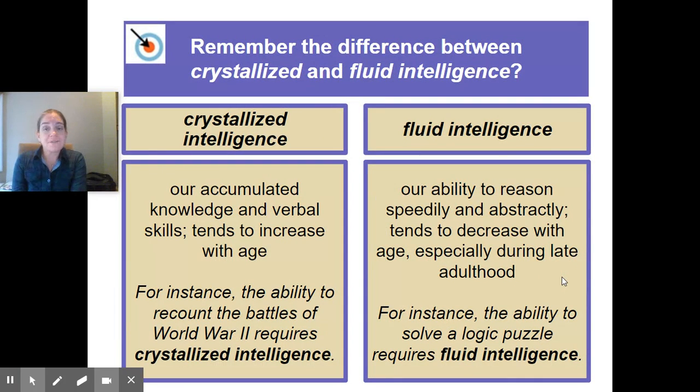All right, so the difference between crystallized and fluid intelligence. Crystallized intelligence: knowledge, verbal skills, facts, declarative memory. Fluid intelligence is our ability to reason abstractly, to process information. And it's going to decrease with age, especially during late adulthood. Again, fluid. Think of all of the fluid pouring out of your brain.